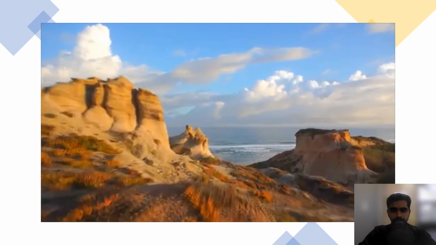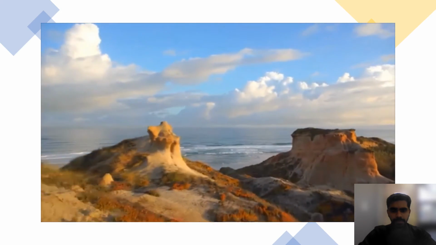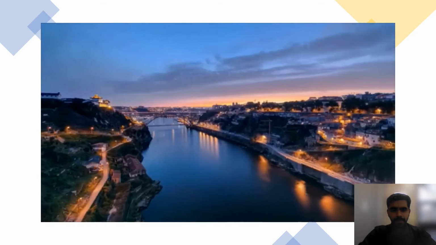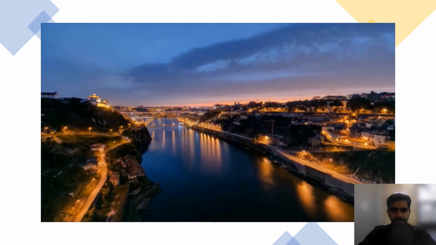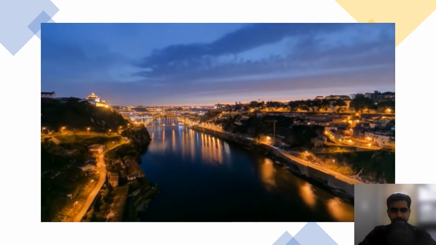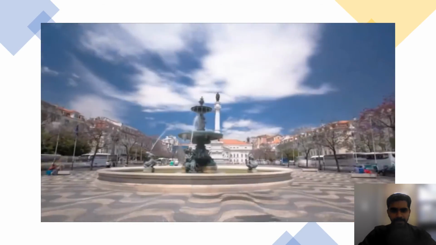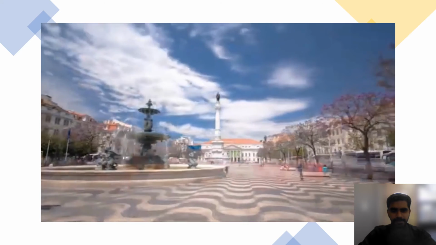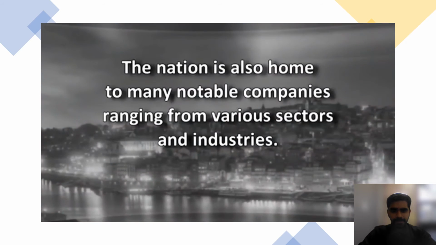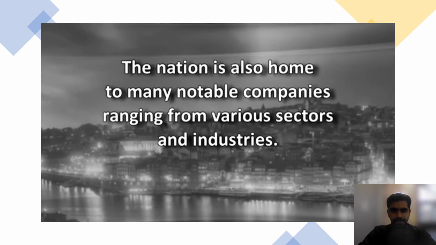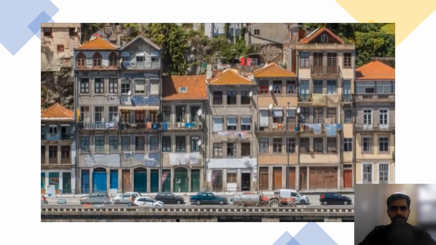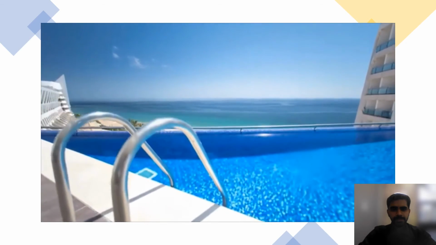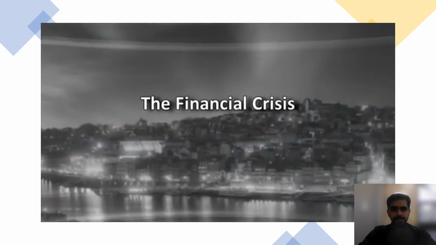Though the nation was impacted adversely by the financial crisis in 2008 that slowed down the economic growth greatly in 2011-13, there has been a reversal in the trend, showing positive changes since. A gradual fall in the unemployment rate accompanied by the growing economy has led to Portugal being a well-developed economy today. The nation is also home to many notable companies ranging from various sectors and industries. At the same time, the nation's education system is highly modernized, with students in Portugal scoring significantly higher than the OECD's average. The financial crisis.